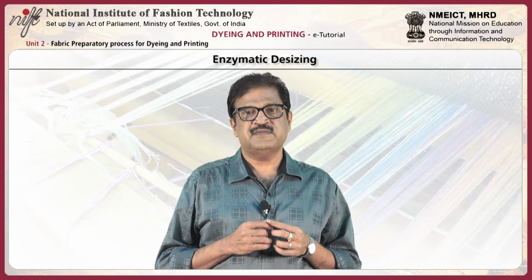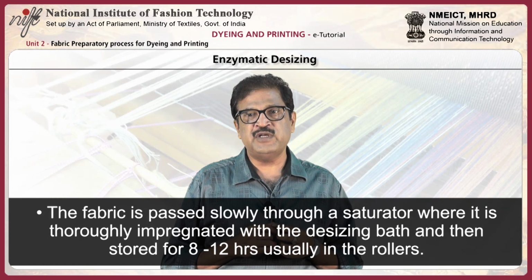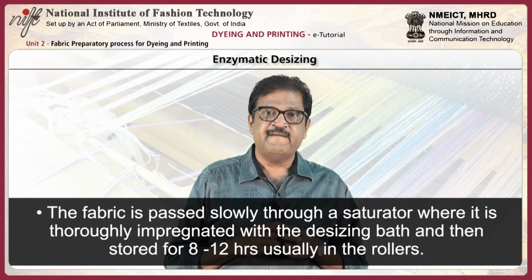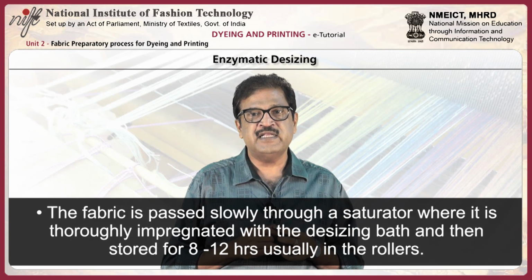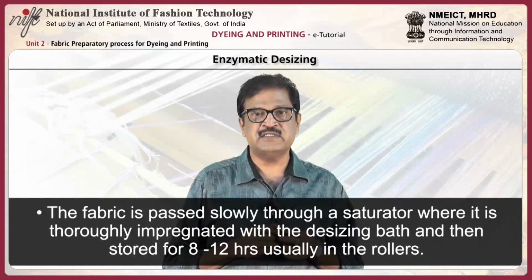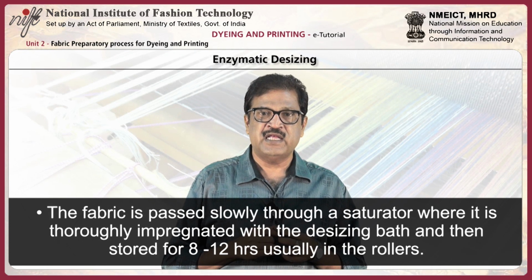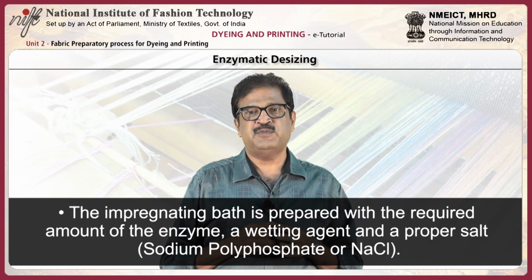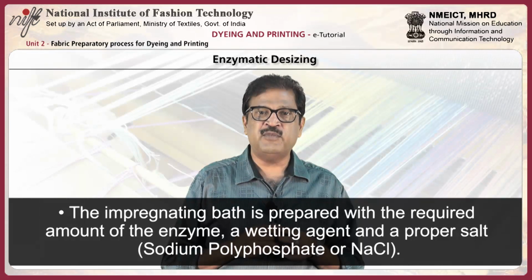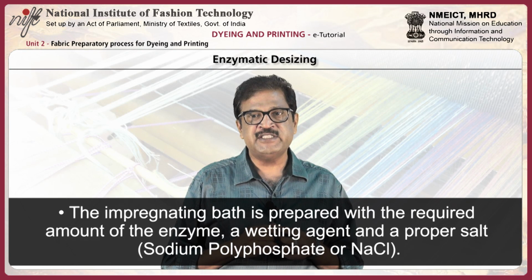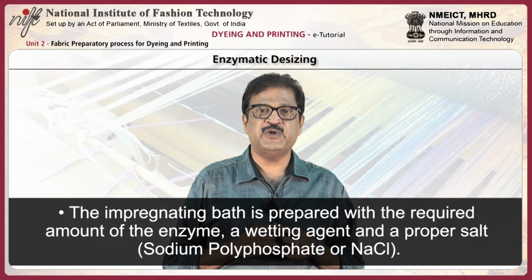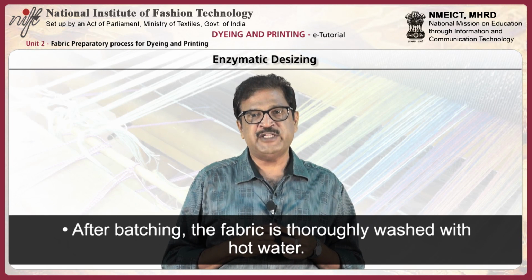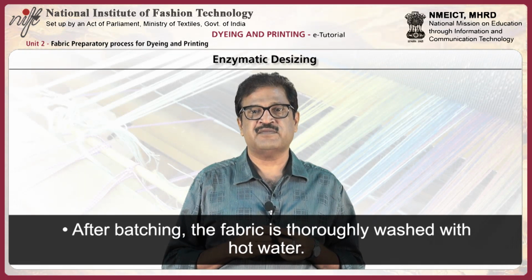In this process, the fabric is passed slowly through a saturator, thoroughly impregnated with the desizing bath and then stored for 8 to 12 hours, usually in rollers. The impregnating bath is prepared with the required amount of the enzyme, a wetting agent and a proper salt, sodium polysulfate or sodium chloride. After batching, the fabric is thoroughly washed with hot water.